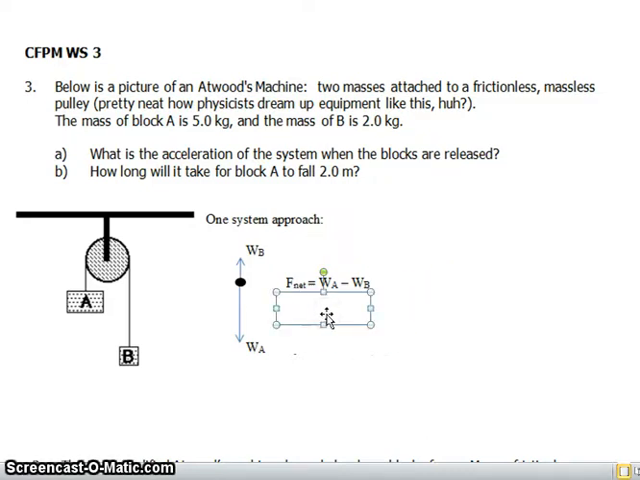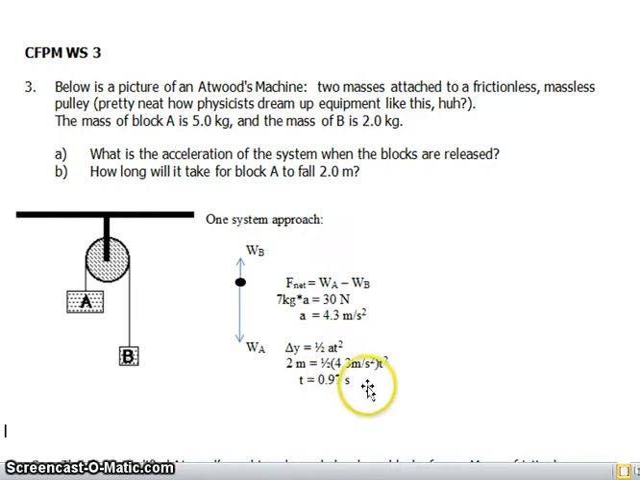And the way you find the net force, it's mass times acceleration. So the mass of the system is 7 kilograms times A equals 30 newtons. Solve for the acceleration, you get 4.3 meters per second squared. And then we can go ahead and figure out how much time it would take, and that's using kinematics. We use delta y equals 1/2 a t squared. Plug in, and we get a time of 0.97 seconds.